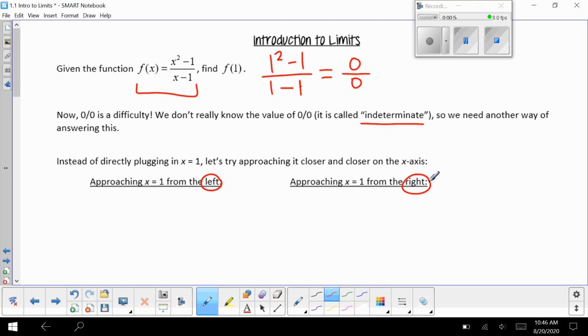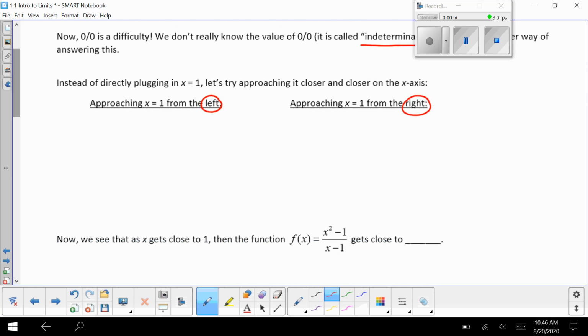In order to do that, I'm going to make a table, and I've got my x and my f of x. So I've got my table here, and I'm going to use the x values of 0.9, 0.99, and 0.999. So let's come to our calculator and plug those in.